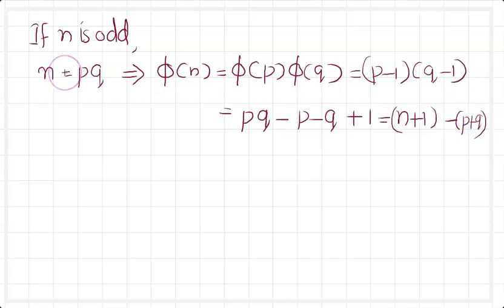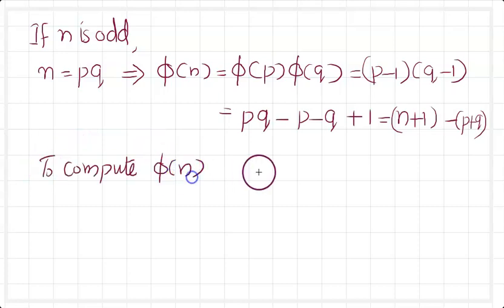We can see that if we know p and q, then we can compute phi of n as n plus 1 minus of p plus q. Here we can observe that to compute phi of n, we need one addition, p plus q, and one subtraction is also needed. One addition and one subtraction are needed.